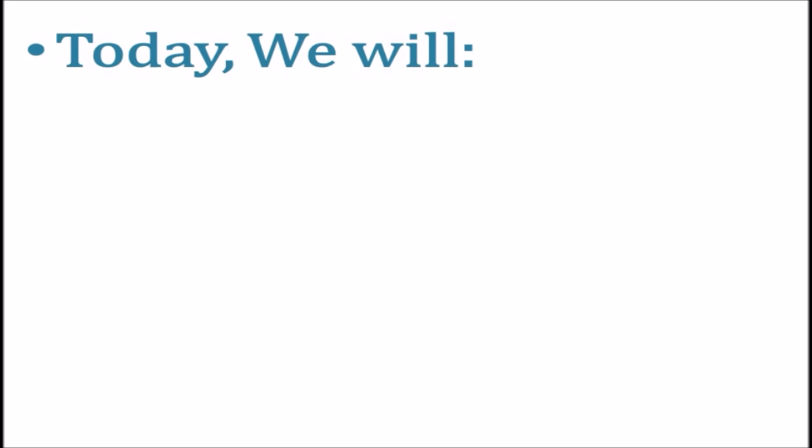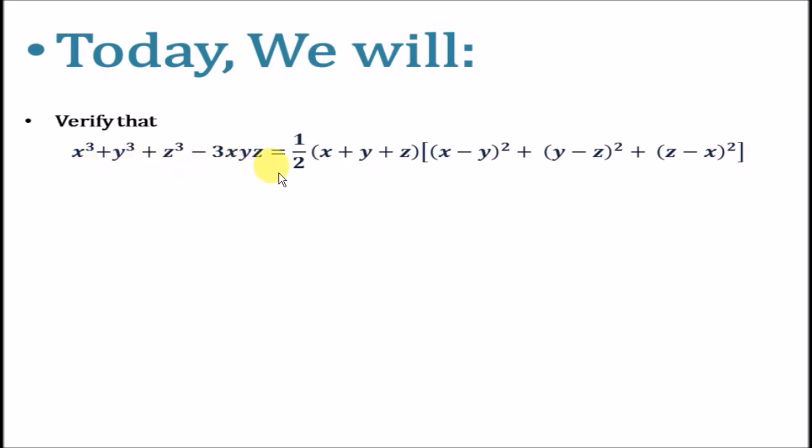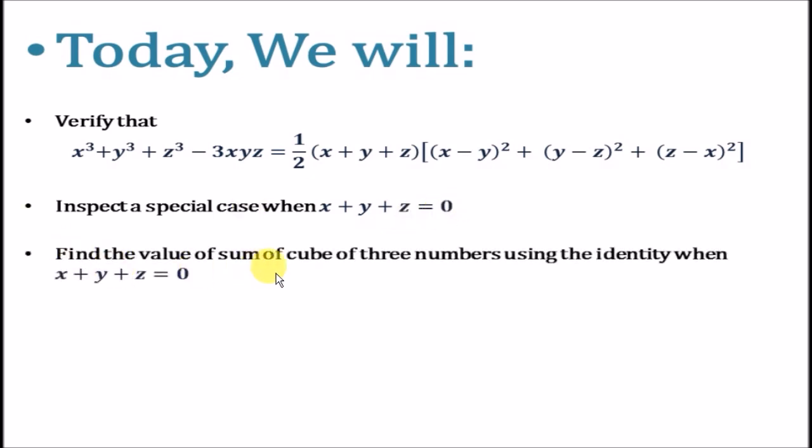The learning objectives for the day are: first we will verify that x cube plus y cube plus z cube minus 3xyz is equal to half of x plus y plus z, into x minus y whole square plus y minus z whole square plus z minus x whole square. Then we will inspect a special case when x plus y plus z is equal to 0. And finally, we will find the value of the sum of cubes of three numbers using the identity when x plus y plus z equals 0, that is, the sum of the given three numbers is equal to 0.